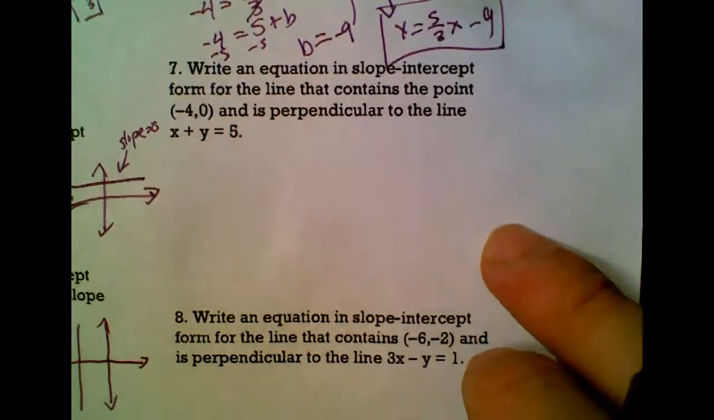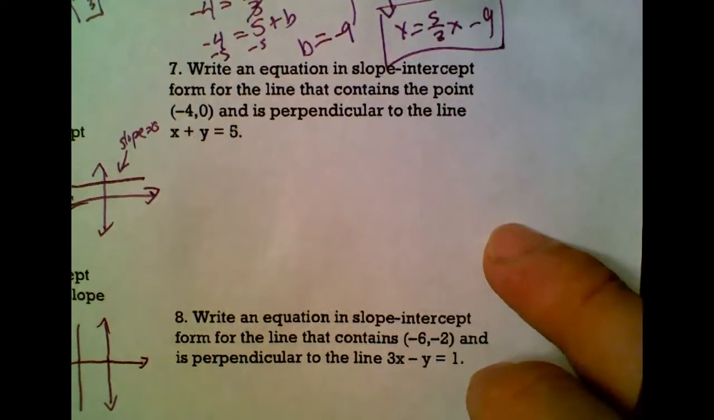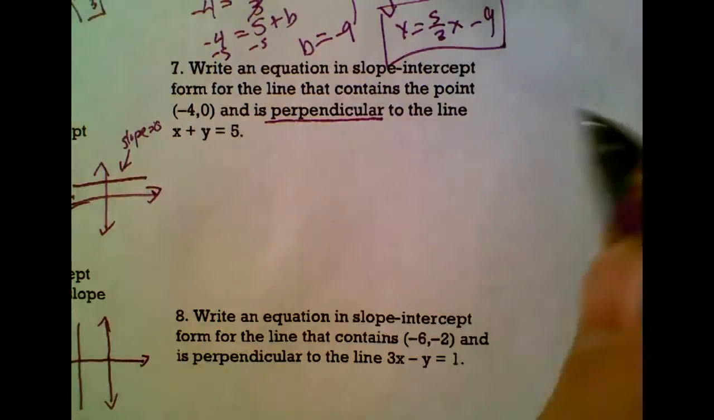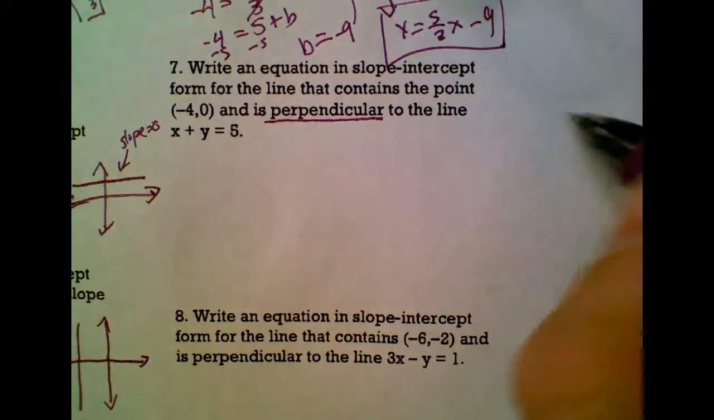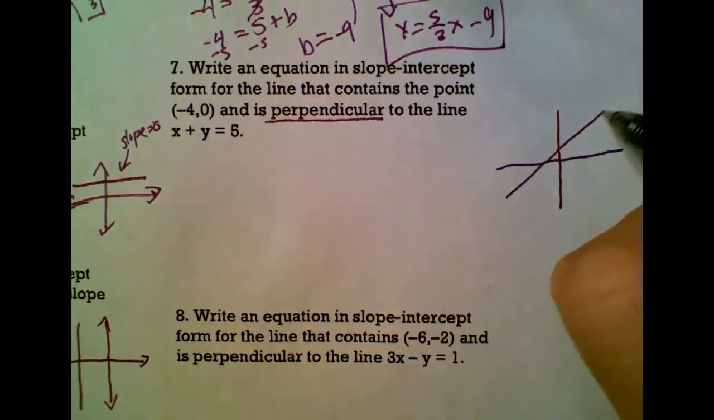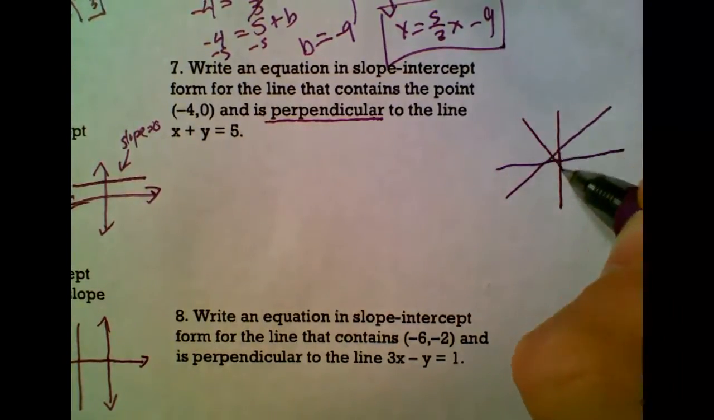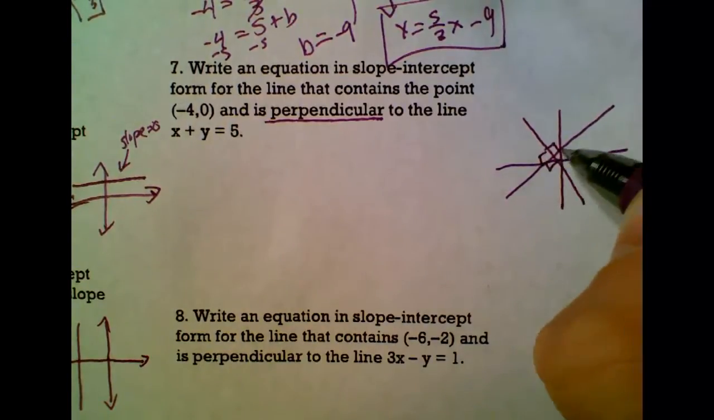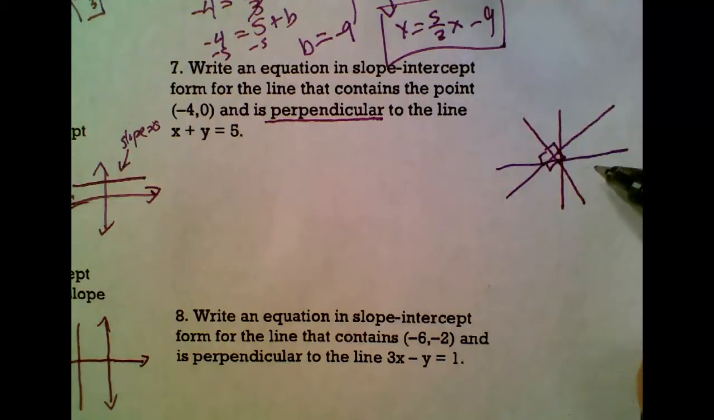Write an equation in slope-intercept form for the line that contains a point and is perpendicular. Okay, so perpendicular, we've got a different scenario here. And when one line is perpendicular to the other, let's just do that over here. So let's say we have this line. A perpendicular line has a 90-degree angle to that line, okay? And what's nice is we know how to find the slope of the perpendicular line. It's called the negative reciprocal, okay?